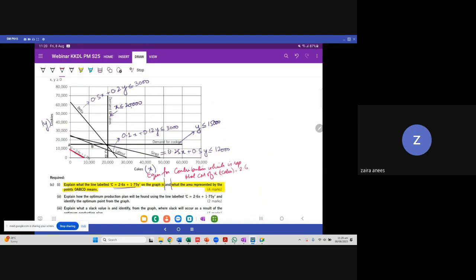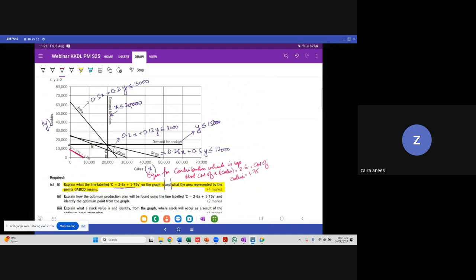Cakes is 2.6 and the contribution of cookies is 1.75, right? So this is a simple explanation of what you mean by this contribution equation. Or if you want to explain it further, you can say that this line is representing the contribution which the company can derive from the sales volume of cookies and cakes, right? So whenever you put the values of x and y in this equation, you can get the contribution. This is a simple explanation, but I believe that the examiner will give you 4 points for it.